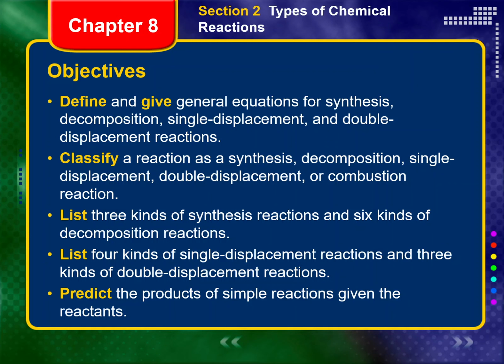List 3 kinds of synthesis reactions and 6 kinds of decomposition reactions. List 4 kinds of single displacement reactions and 3 kinds of double displacement reactions, and predict the products of simple reactions given the reactants.